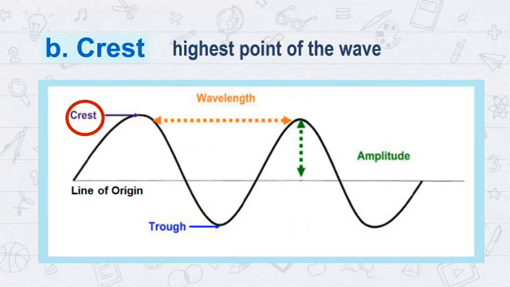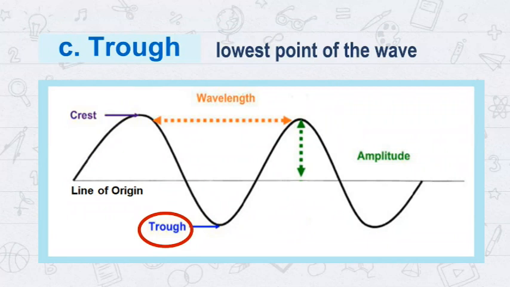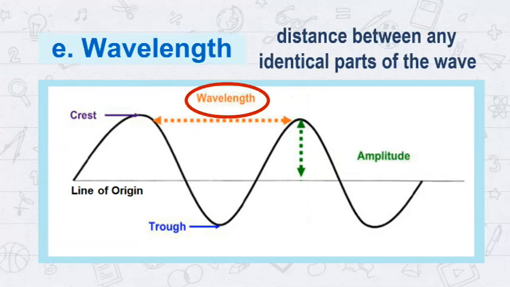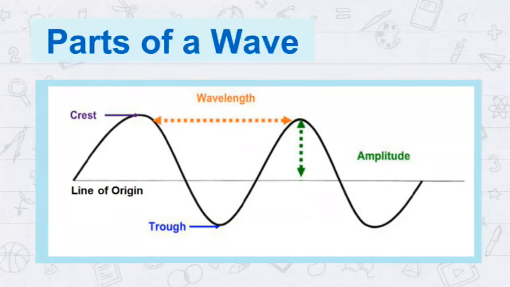The highest point of a wave is called a crest, while the lowest point of the wave is called a trough. The amplitude is the maximum displacement of a vibrating particle on either side of its normal position when the wave passes. The wavelength refers to the distance between any successive identical parts of the wave. For instance, this distance from one crest to the next is equal to one full wavelength. Did you get all these 5 parts of the wave?